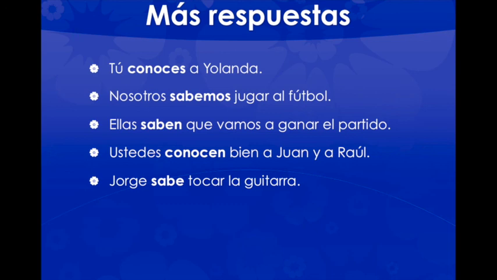Ustedes conocen bien a Juan y a Raúl. Here you can see two names and the personal a we just talked about. You all know Juan and Raúl well. And then finally we see an infinitive after the verb, tocar la guitarra, to play the guitar. So we know that it's an ability. Jorge sabe tocar la guitarra.